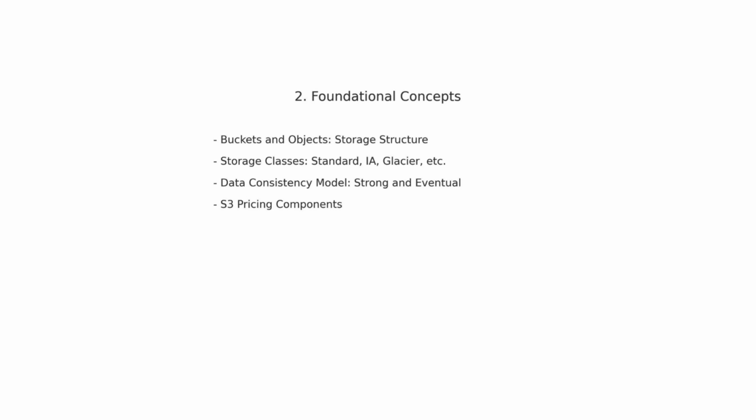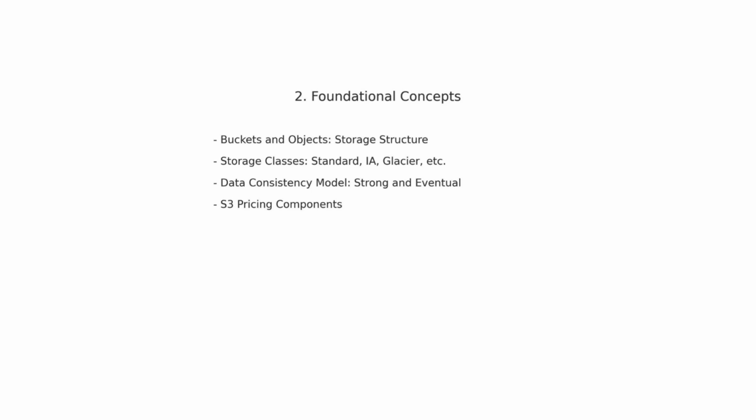Let's dive into the foundational concepts of Amazon S3. First, think of Amazon S3 as a storage service that uses buckets and objects. Buckets are like folders, and objects are the files inside them. Understanding this structure is key. S3 offers several storage classes like Standard, Infrequent Access, and Glacier. Each one is designed for different use cases based on how often you need to access the data and also on your cost requirements. So let's quickly go over these different Amazon S3 storage classes.